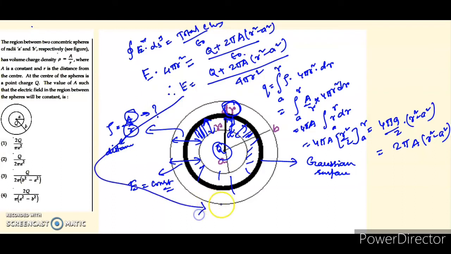Which gives E is equal to Q minus 2π A a² whole divided by 4π r², plus 2π A r² divided by 4π r², where r² cancels here.